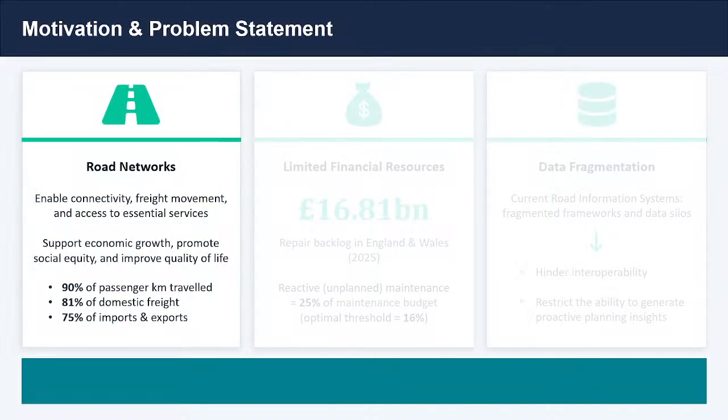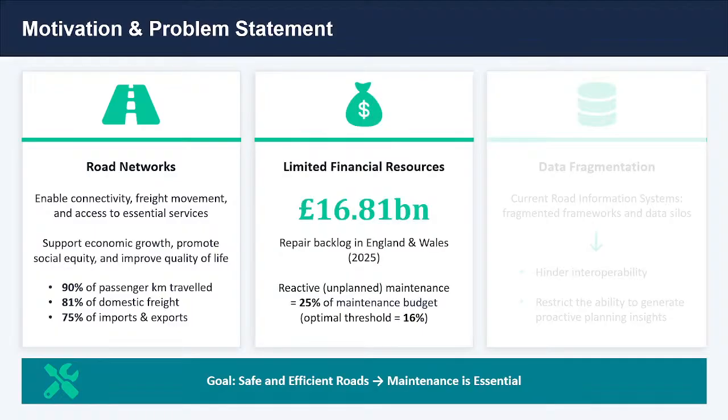We are all aware that our road network is essential for our modern society, as it enables connectivity, access to essential services, and it carries most people and goods. In order to keep our roads safe and efficient, maintenance is paramount. But the financial resources are, of course, limited, and this has led to a repair backlog in England and Wales that accounts for almost £16 billion.